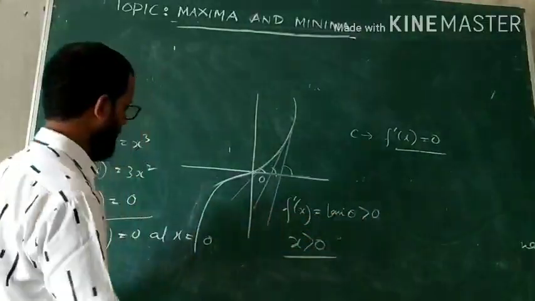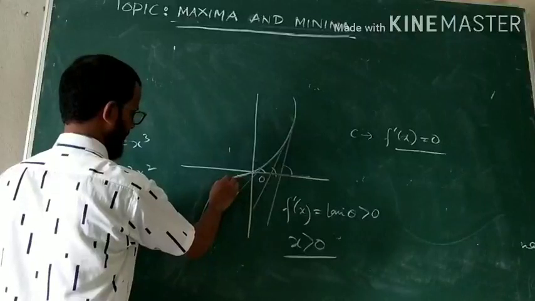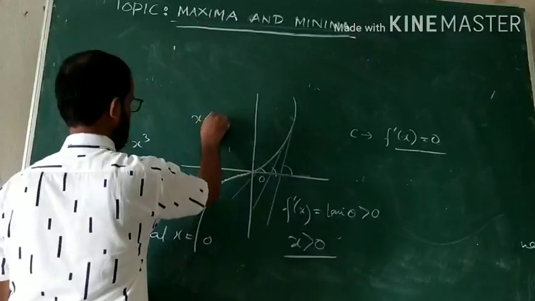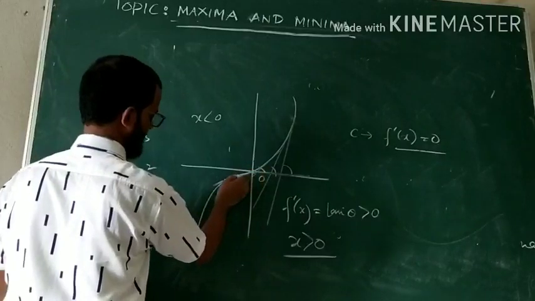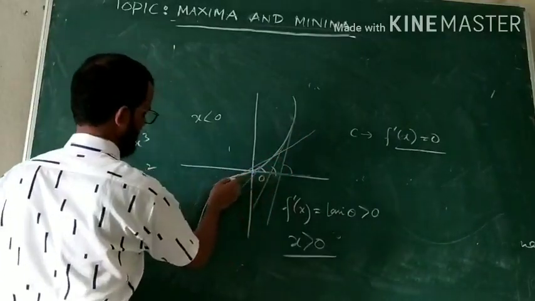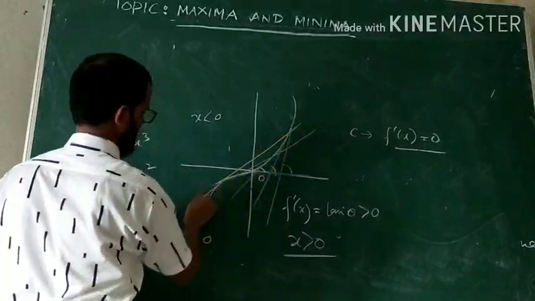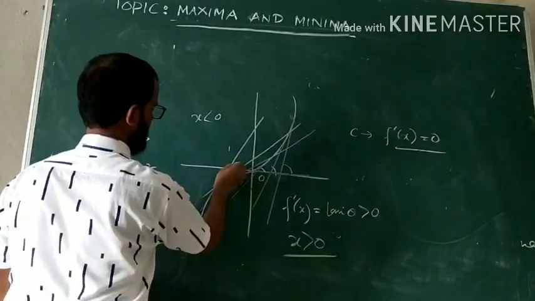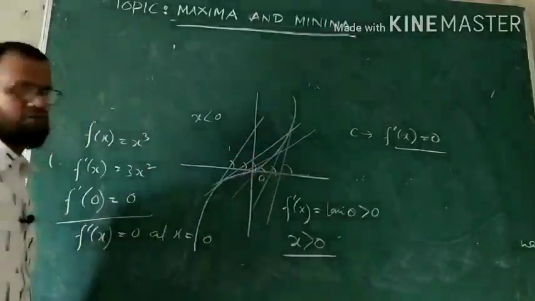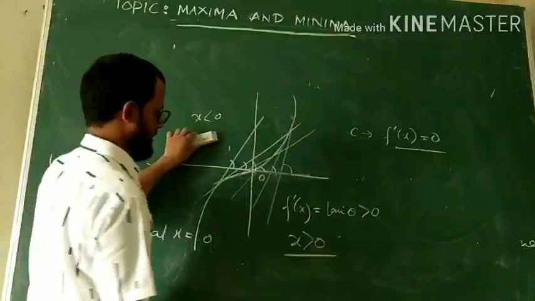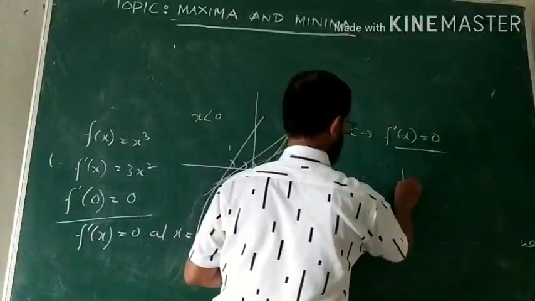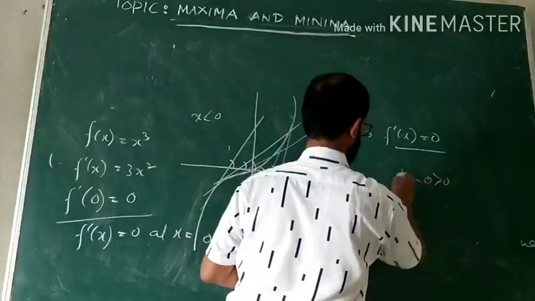Now taking points to the left of 0, that means x less than 0, at every point we draw a tangent. This is the tangent, this is the tangent, and this is the tangent. Every tangent again makes an acute angle with the positive direction of the x-axis. So tan theta is positive, which is equal to f dash x.